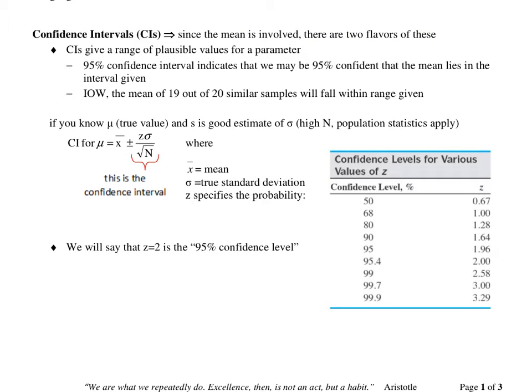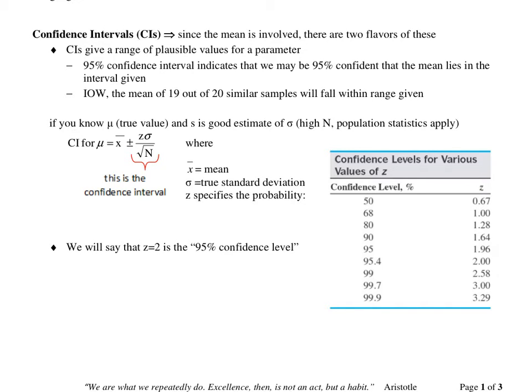Confidence intervals involve the mean, so there are two flavors of confidence intervals. In either case, the confidence interval gives a range of plausible values for a parameter. For example, a 95% confidence interval indicates that we may be 95% confident that the mean lies in that interval. In other words, in 19 out of 20 similar samples, the mean would fall within that range.